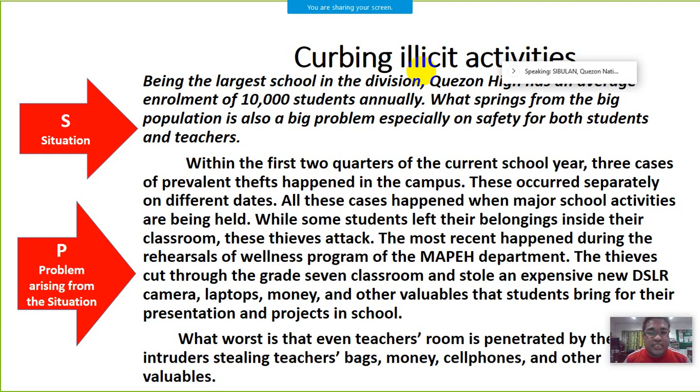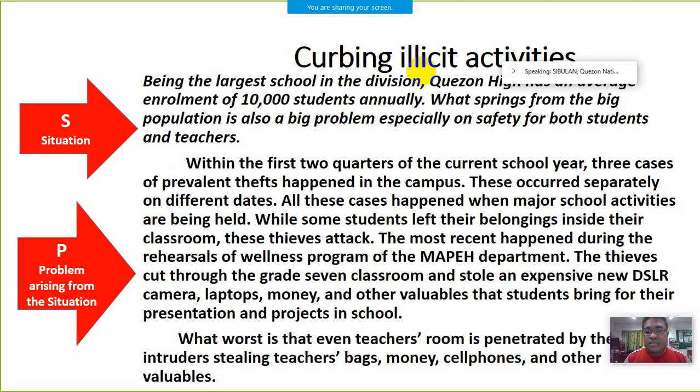So the situation is defined in the first paragraph. Being the largest school in the division of Quezon, Quezon National High School has an average enrollment of 10,000 students annually. What springs from the big population is also a big problem, especially on safety for both students and teachers. So the situation is there.